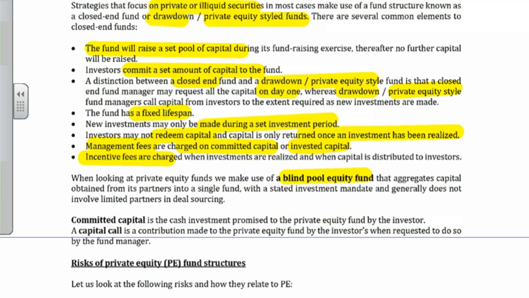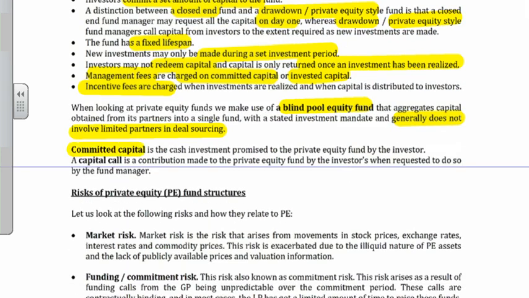As you can see over here, the investment mandate generally does not involve the limited partners in the deal sourcing. They don't know really what's going to be bought, what's going to be sold. Remember, that is the job then of the general partner or the management team. The limited partner generally does not get that involved in that. Committed capital, we've spoken about, that's the amount of capital committed by the limited partners or the investors to the fund. And a capital call is when the general partner or the manager calls for that funding from the limited partners. And of course, the amount that they can call is limited to what has been committed.